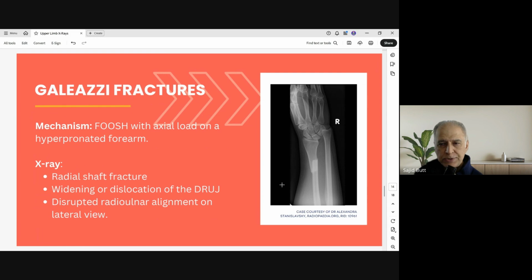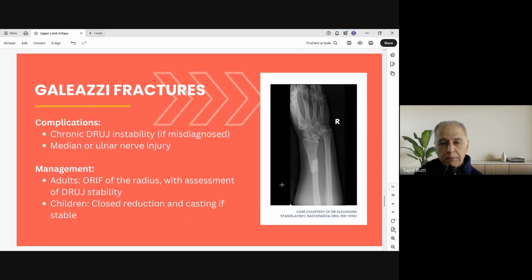Galeazzi is the opposite. So it's a fracture of the radial shaft and dislocation or subluxation of the distal radial joint. Again, the same things apply, which we talked about with Monteggia. Significant trauma would require fixation, reduction, and relocation of the distal radial joint. Next slide, please.